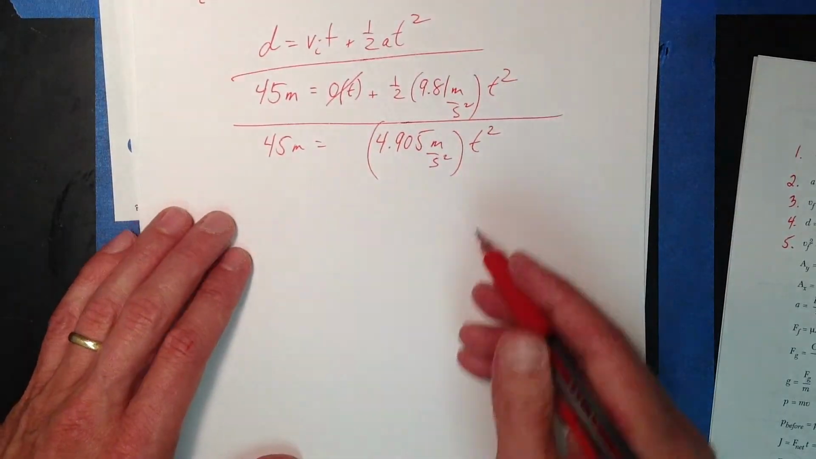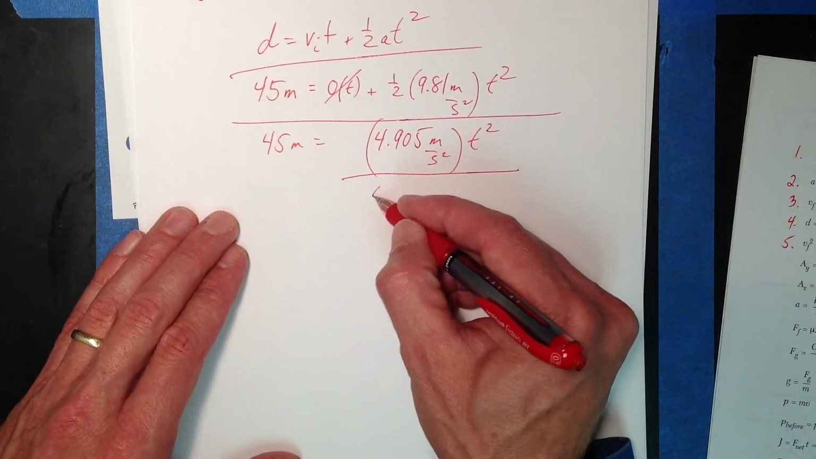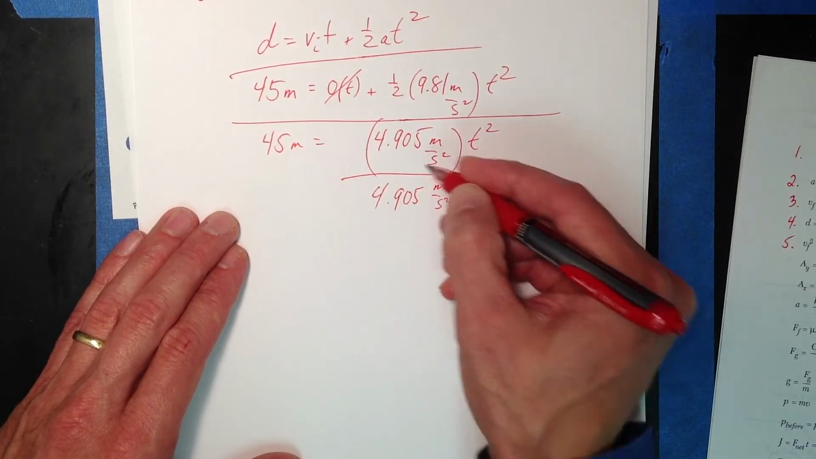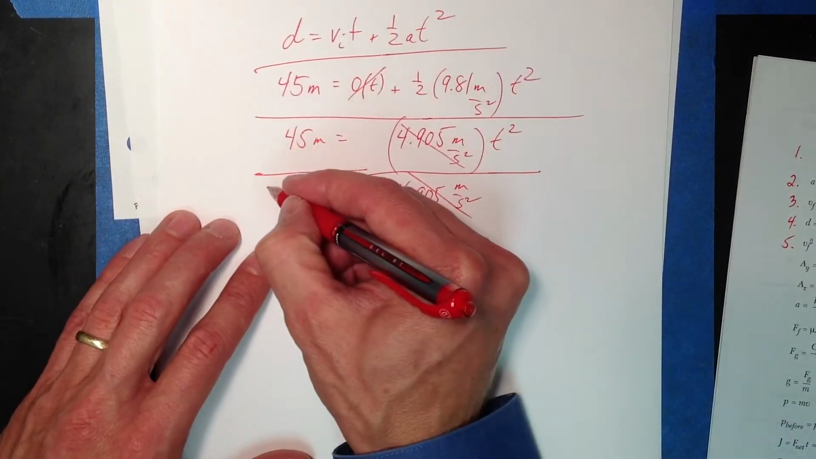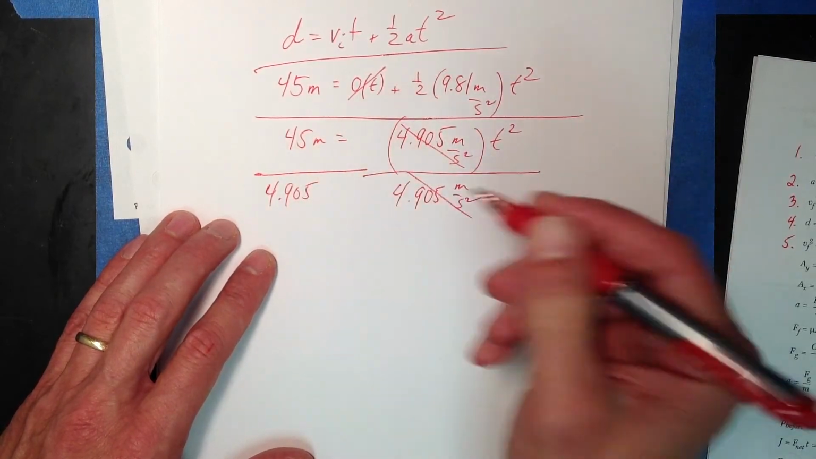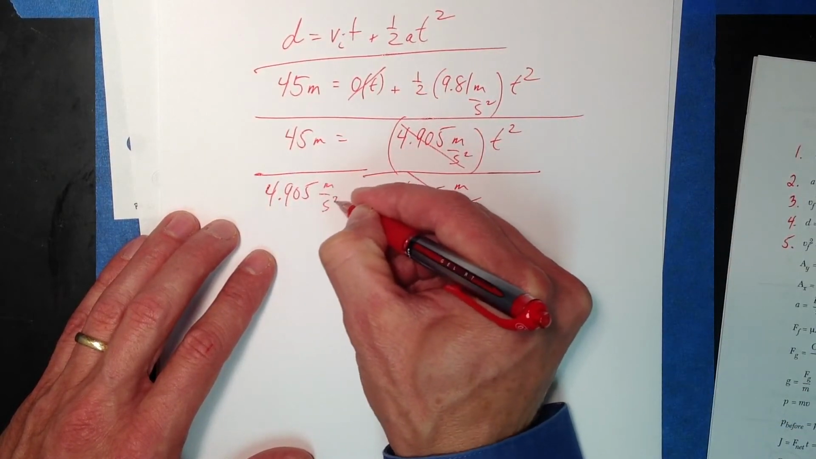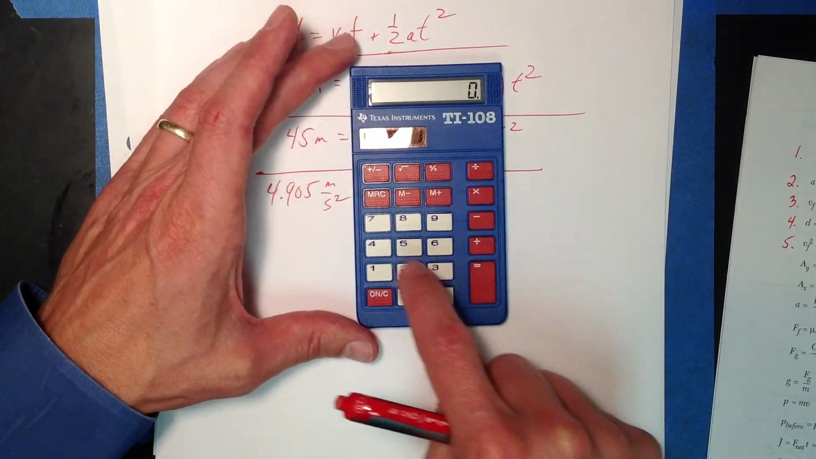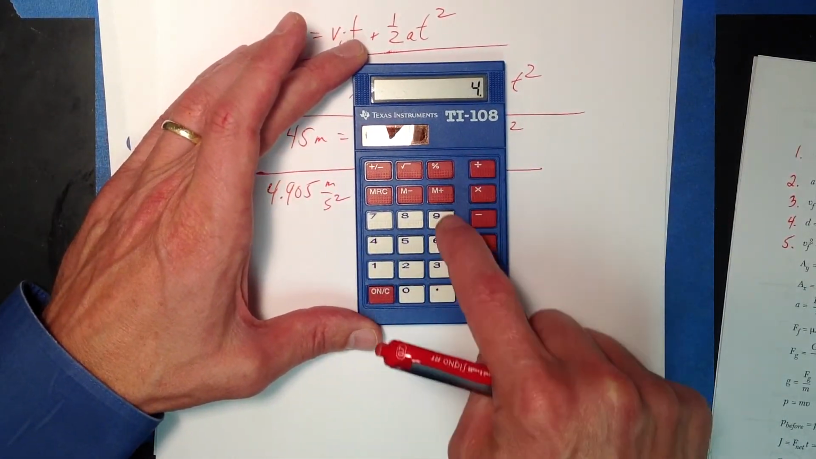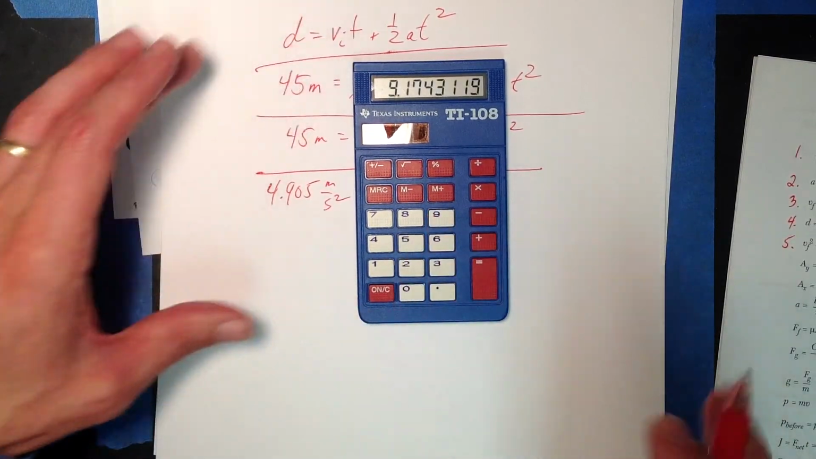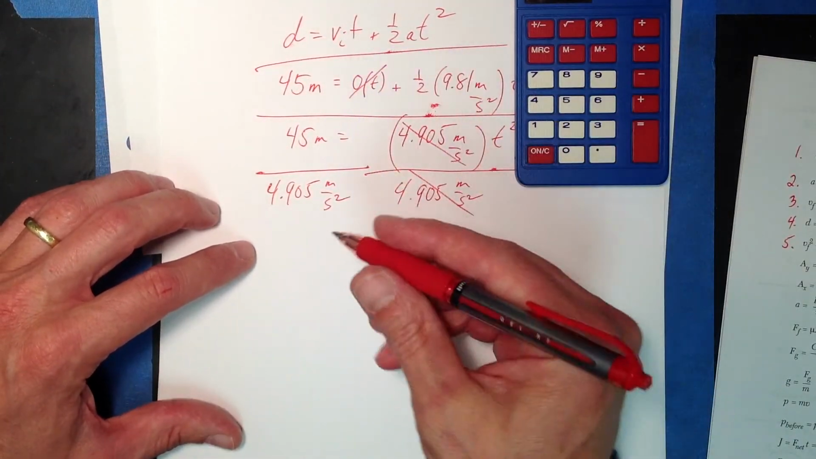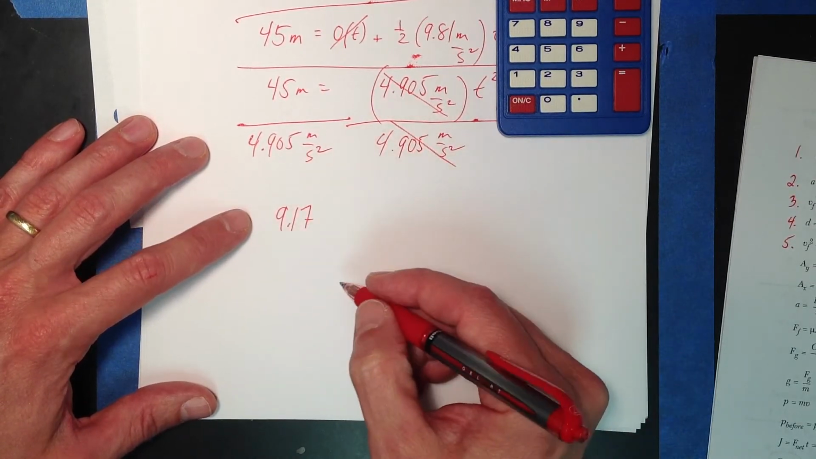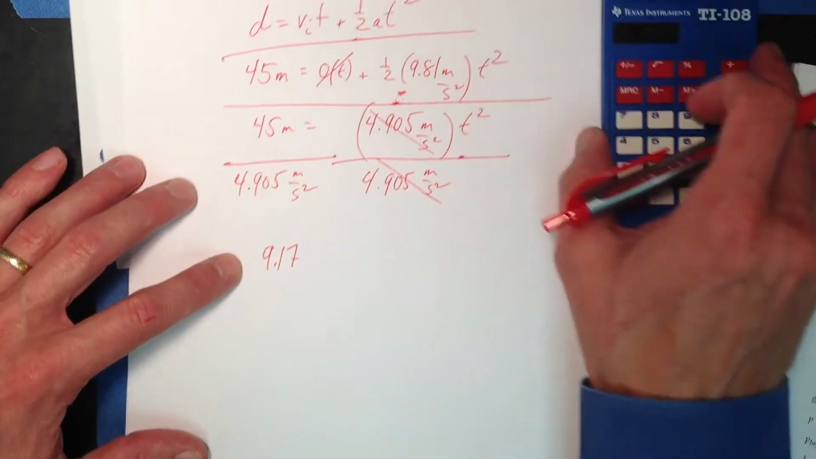Now, I have to get t squared by itself, so I divide by 4.905 meters per second squared. That cancels out. What I do to one side, I must do to the other. So that leaves me with 45 divided by 4.905 equals 9.17 is the number. Now let's do the units here.